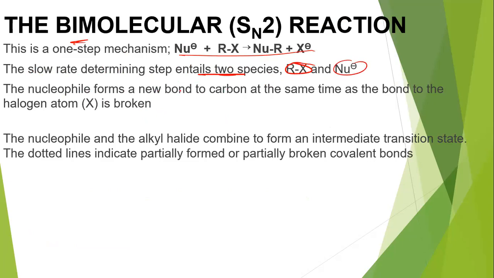The nucleophile forms a new bond to the carbon at the same time as the bond of the halogen atom is broken. So as we are forming a bond with a carbon, that's the alpha carbon, then the halogen is also breaking. So the intermediate will be a pentacoordinate compound, right?